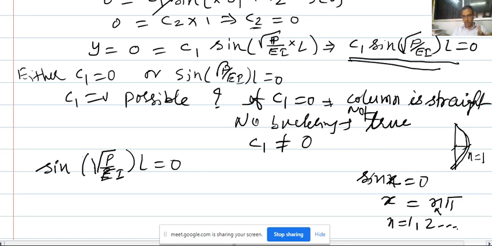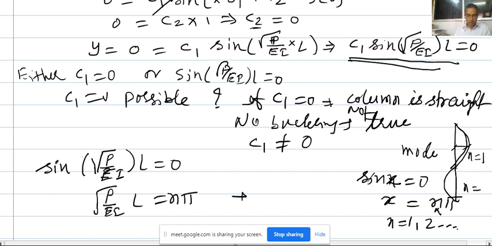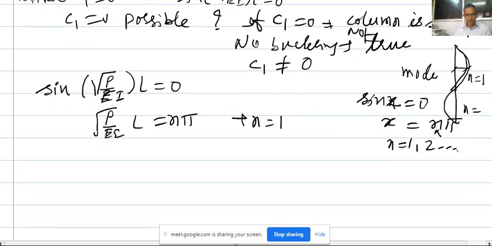We cannot say n is equal to 0, nothing can be seen. N is equal to 2 means it is something like this, another loop, right, n equal to 2 loops. We call it mode 1, mode 2. So, mode starts from 1. Mathematically n can start from a negative value, n can be 0, but physically n equal to 0 is not possible. So, physically n is equal to 1 start, that means root P by EI into L must be equal to n pi, right. So, let us discuss n is equal to only 1. Let us first take that value. So, squaring both sides, what happens?